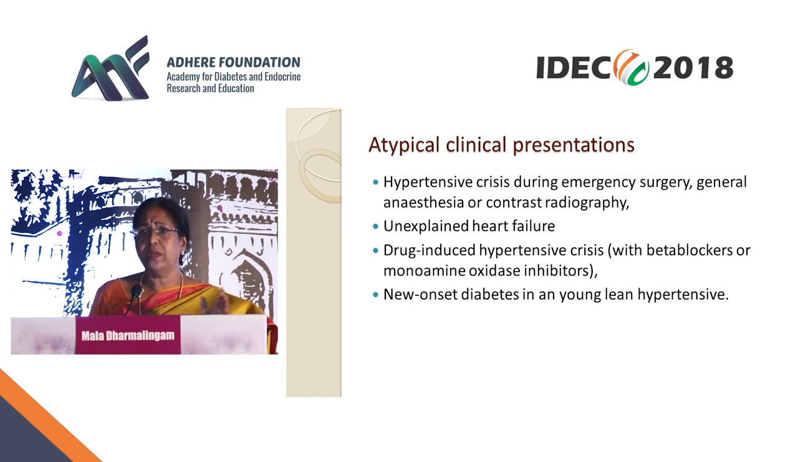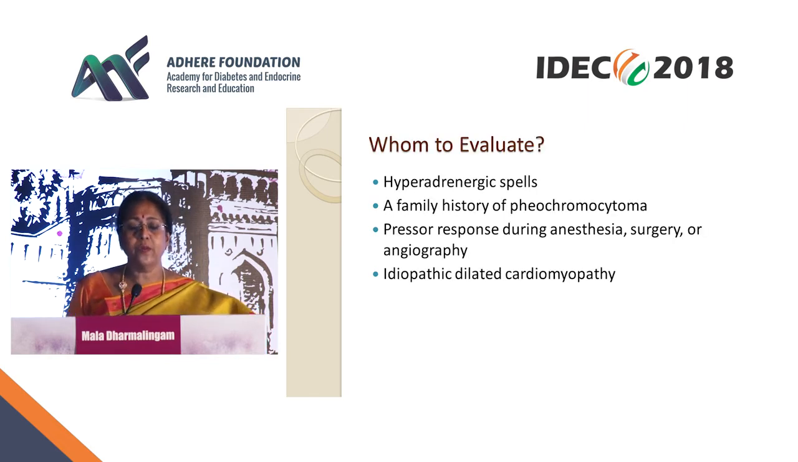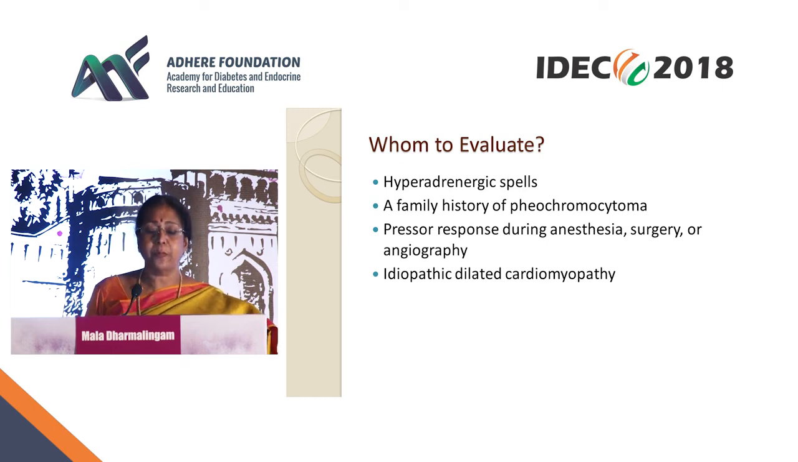And in a newly onset diabetes, in a young lean hypertensive, you should think of whether you're dealing with endocrine hypertension or pheochromocytoma. Whom to evaluate? Those who have hyperadrenergic spells, who have family history. Pheochromocytoma is most of the time familial also. Pressor response during anesthesia, surgery or angiography, and those who have dilated cardiomyopathy of unknown cause in a young individual.